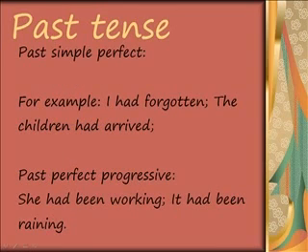Past simple perfect is a verb form made with had and the past participle. Notice in the example of the past simple perfect, the sentence begins with had and ends with the past tense verb.